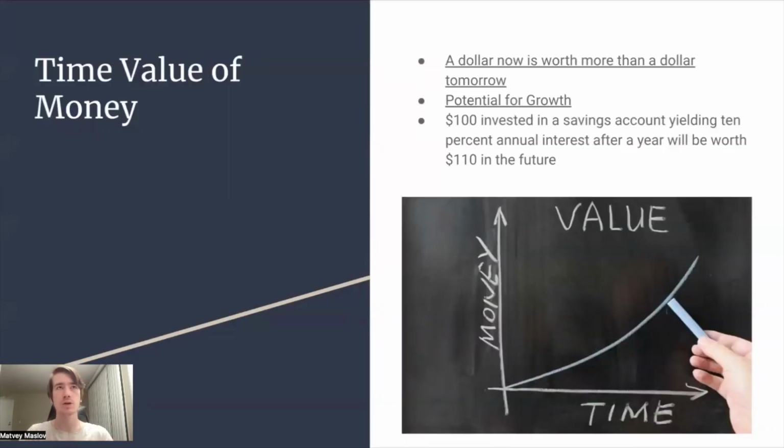Let's start off with a discussion regarding the time value of money, where $1 now is worth more than $1 tomorrow, which is the basics of that specific concept. And it allows for potential growth, as you can see. For example, $100 invested in a savings account yielding 10% annual interest after a year will be worth $110 in the future. Therefore, this is how it allows you to increase your dollar today by investing.